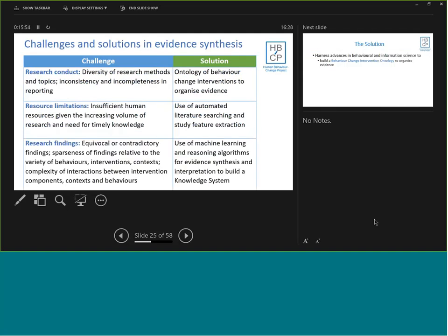And the research findings, again, I was very aware of this on the Guideline development group, often equivocal or contradictory findings that we didn't know what to do with, sparseness of findings relative to a variety of behaviours, interventions and contexts, as I mentioned before. And then we also have a real complexity of interactions between the components of interventions, aspects of the context within which the intervention is delivered, and the behaviours themselves. And this is where use of machine learning and reasoning algorithms for evidence synthesis and interpretation, building a knowledge system, comes in.